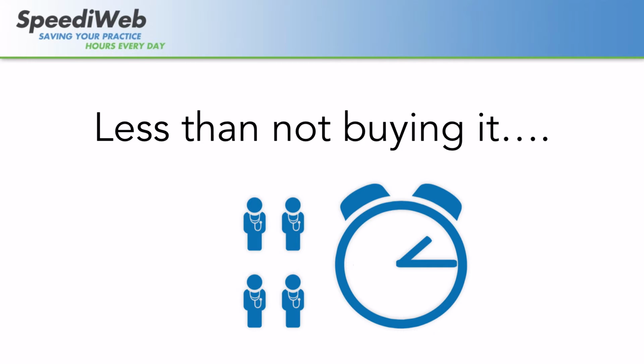In a 4-doctor practice, if each one of you is saving 50 minutes a day, that's an hour of GP time. Of course, over the first 30 days, that's a whole lot of GP time, not to mention the other people in your practice.